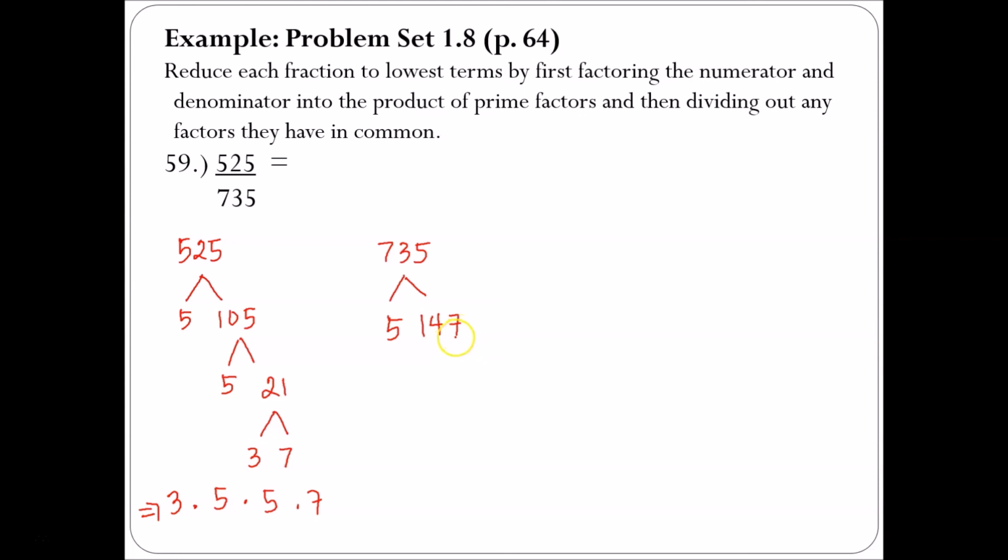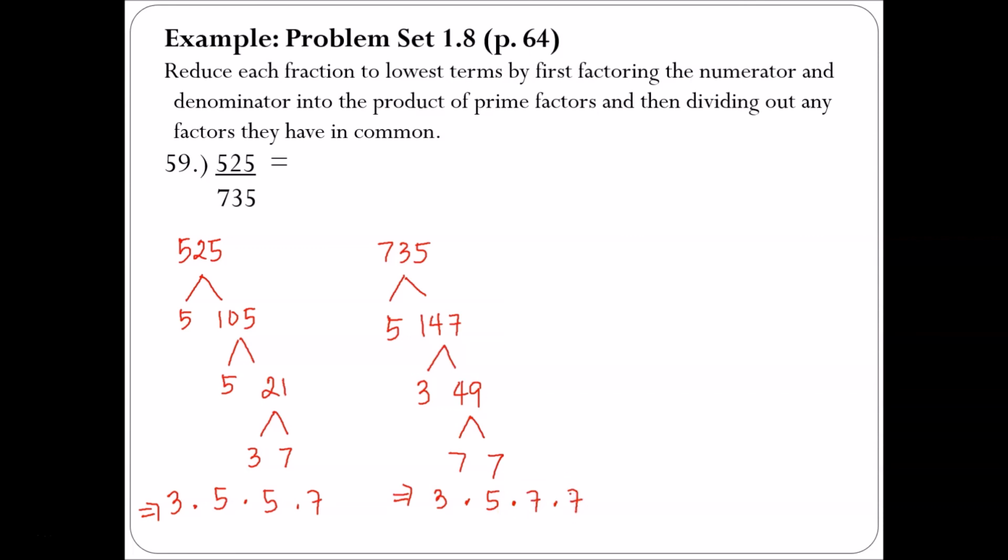Okay, so how do we know? Let's add the digits. So 1 plus 4 is 5 plus 7 is 12, and 12 is indeed divisible by 3. Therefore, the whole number is divisible by 3. So that will be 3 times 49. And 49 is 7 times 7. There we go. So the prime factors of 735 is 3 times 5 times 7 times 7.